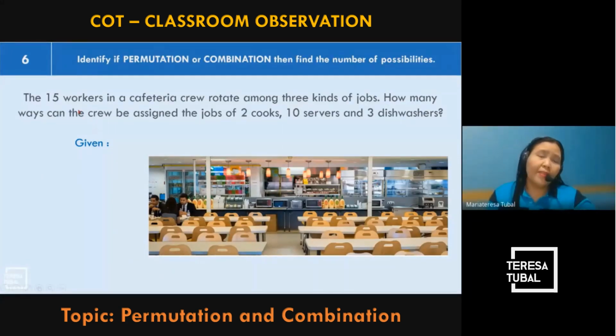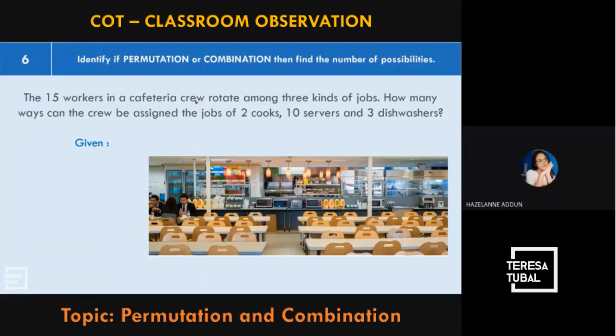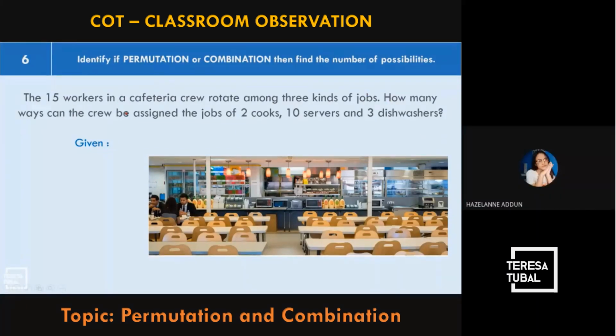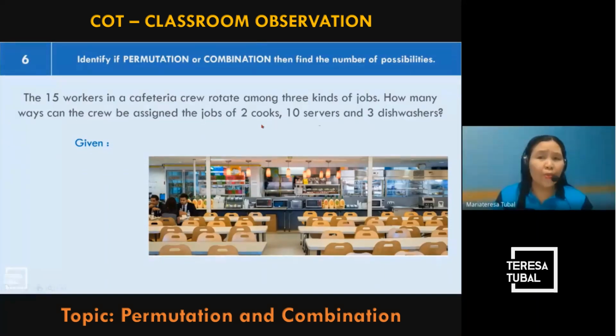And the value of r? Yung r po, 15 din po. 15? 3 lang po. 3. Yes, Hazel? 3 lang po. 3? How about yung 2 and 10? Again, the value of n is 15, correct. How about the value of r?